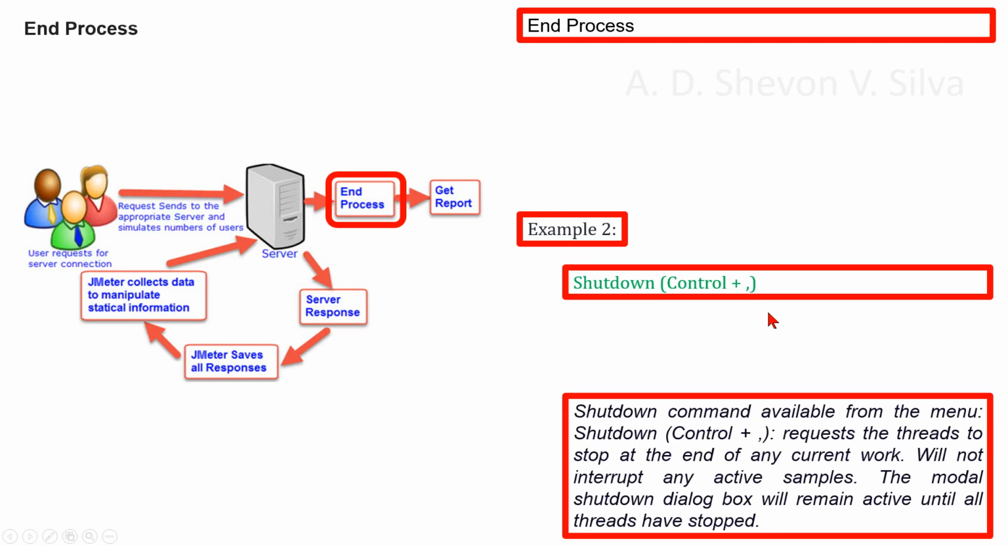When running JMeter in CLI mode, there is no menu and JMeter does not react to keystrokes such as Ctrl dot. So JMeter in CLI mode will listen for commands on a specific port, default 4445.